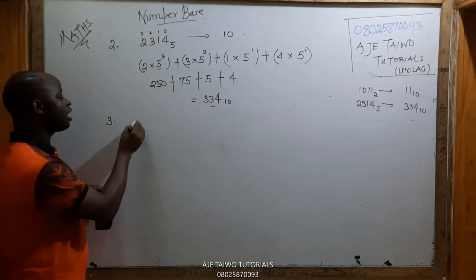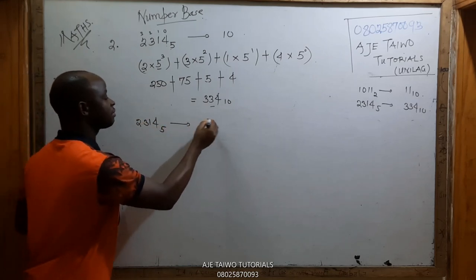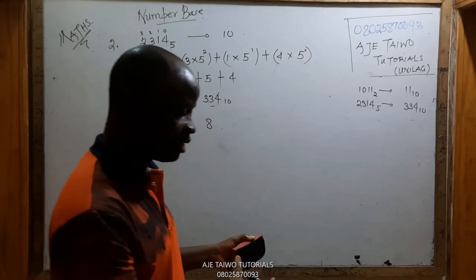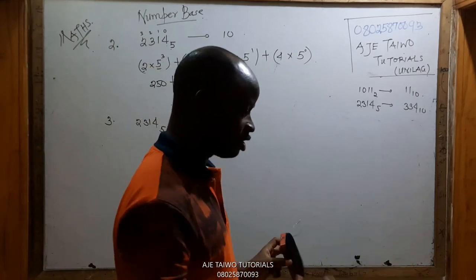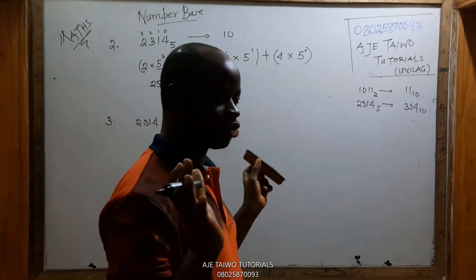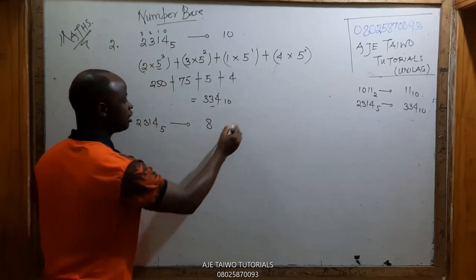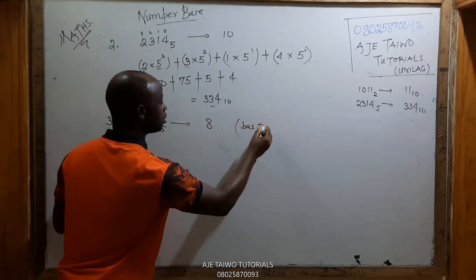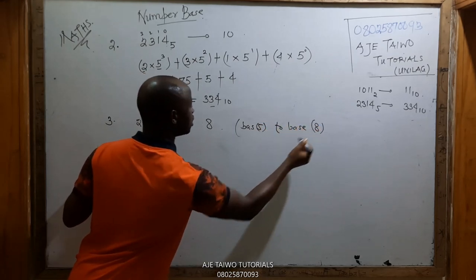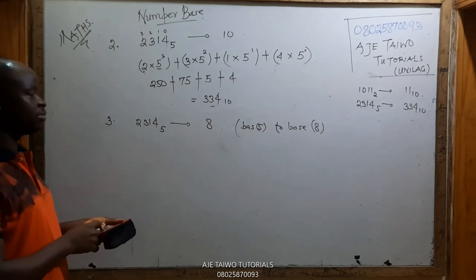If I ask you to convert 2314 base 5 to base 8, now this is not base 10. You know what we say, you can convert from other bases to base 10, and from base 10 to other bases. That's what we know. If you now want to convert from base 5 to base 8, not base 10, how do we convert this one now?